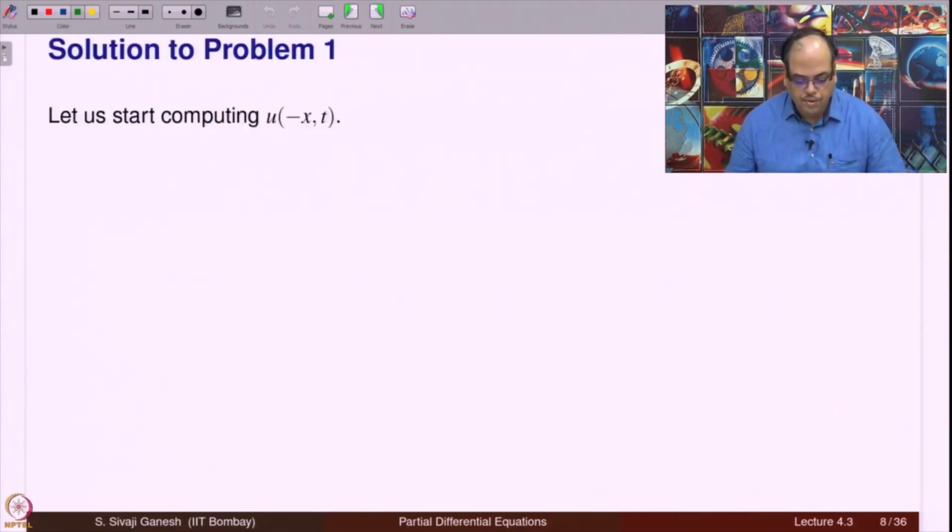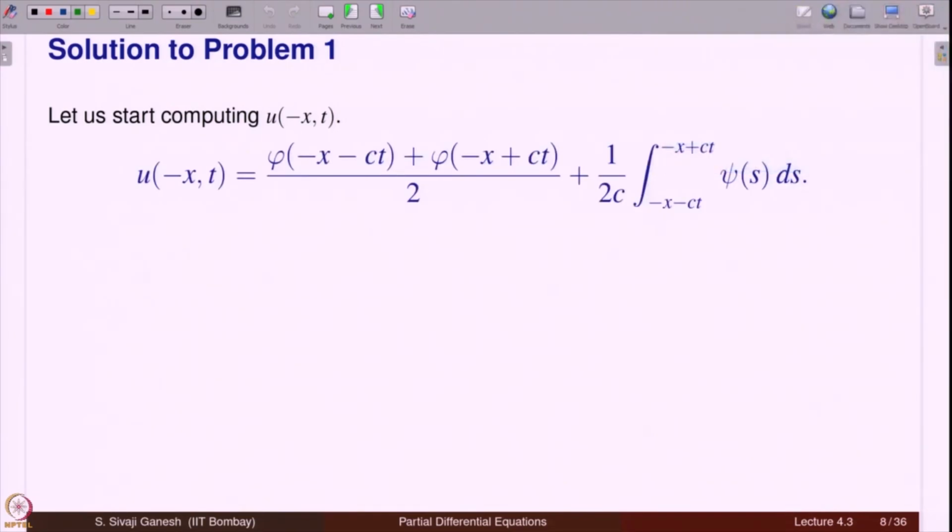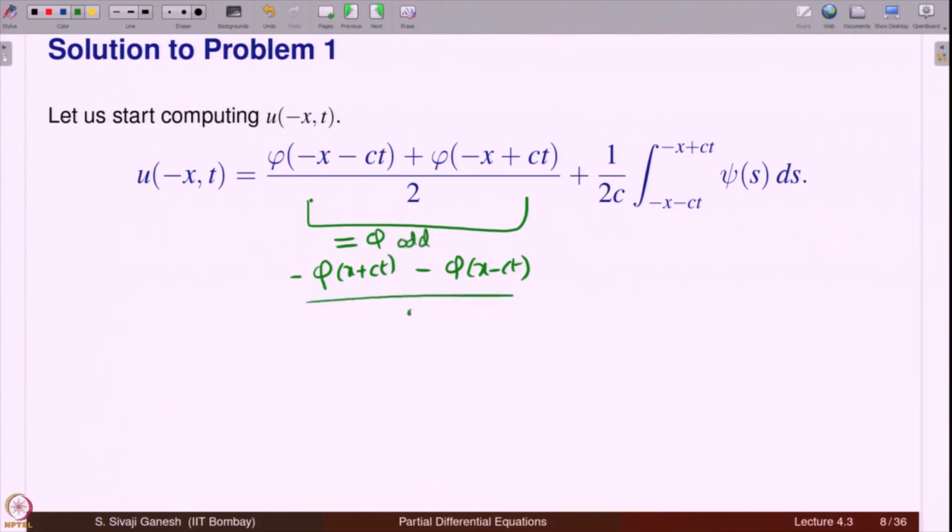So, let us start computing u of minus x comma t. The D'Alembert formula gives us this, and now we need to use that phi and psi are odd functions. So, therefore, the first thing here is equal to phi of x plus Ct with a minus sign, and phi of x minus Ct with a minus sign, by 2. Because phi is an odd function, and here also we are going to use that psi is an odd function. So, let us compute this integral.